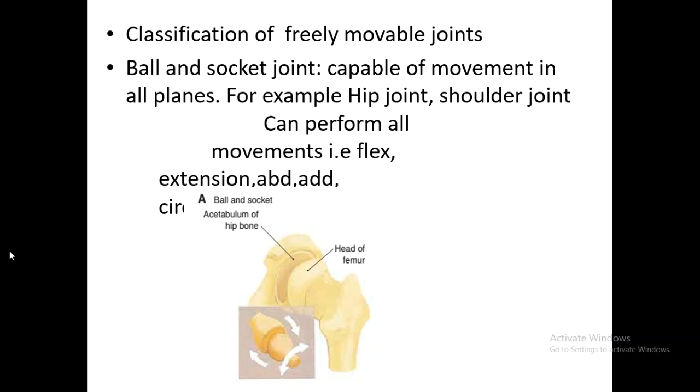flexion, extension, and so many things. So this is the general structure of a ball and socket, whereby the socket is a depression. You're seeing here, it's a depression, and the head of the femur becomes the ball that fits in the socket. That's why it's called a ball and socket.